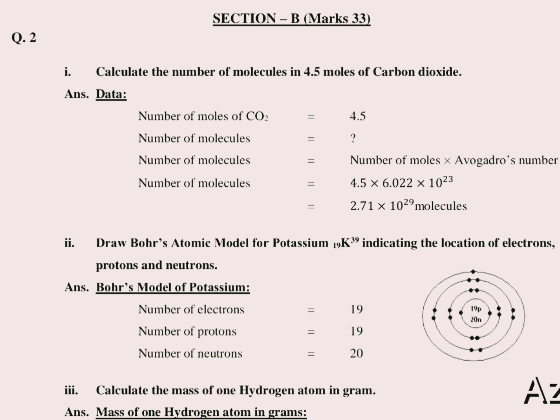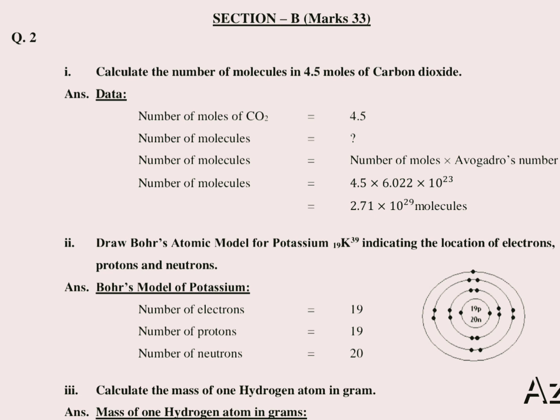Whenever a numerical is given to you, take care of one thing: you must know what the given data is, what you need to find out, and which formula you need to use. Here we have to calculate the number of molecules. We all know the formula of number of moles: number of moles is equal to mass divided by molar mass. And if you multiply it with Avogadro's number, it is converted into number of molecules. So simply, number of moles multiplied by Avogadro's number gives you the number of molecules.